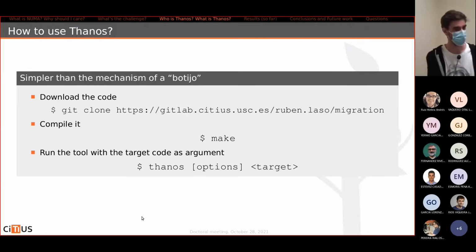How do we use Thanos? Well, it's fairly simple. We just download the code from the repo, we compile it, and we launch the program, specifying our target program as an argument. And hopefully everything goes right and your execution times should improve.